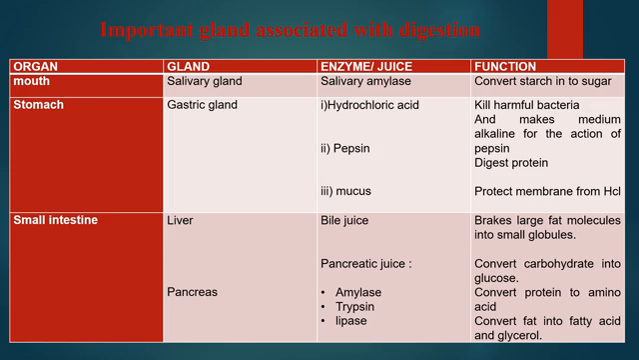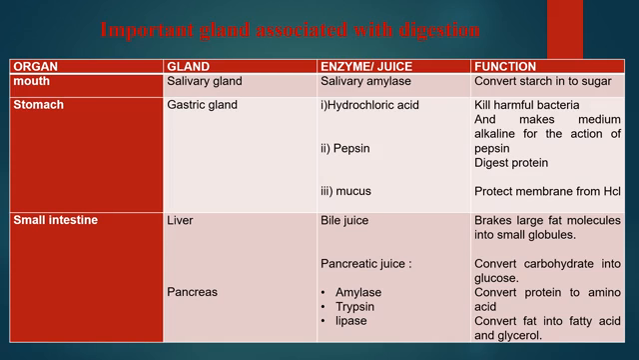In the stomach, there is the gastric gland which secretes three types of substances. First is hydrochloric acid, second is pepsin, third is mucus. The functions are as follows. First, hydrochloric acid kills the harmful bacteria and makes the medium acidic for the action of pepsin. Second is pepsin. Pepsin helps in digestion of protein. Third is mucus. Mucus protects the membrane from the action of HCl.